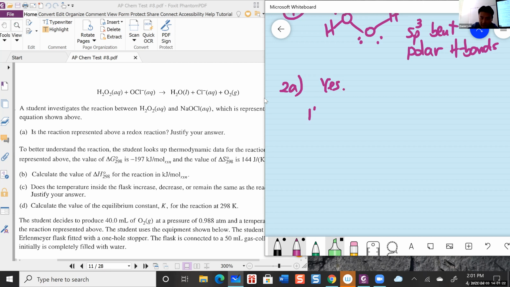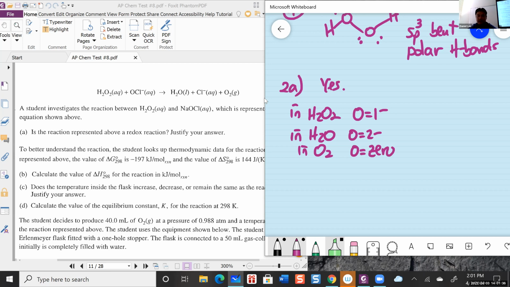Okay. So in hydrogen peroxide, O is 1 minus. In water, O is 2 minus. In O2, O is 0. Right. So I put 0 in this. So chlorine did not change, did it? Chlorine actually did change as well. So you could use oxygen, you can also say chlorine, because chlorine on the left side is 1 plus, oxygen is 2 minus. And chlorine on the right is 1 minus, right?